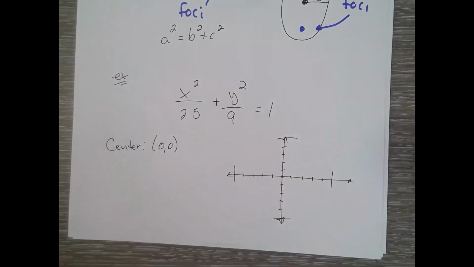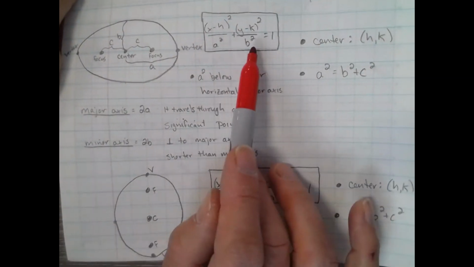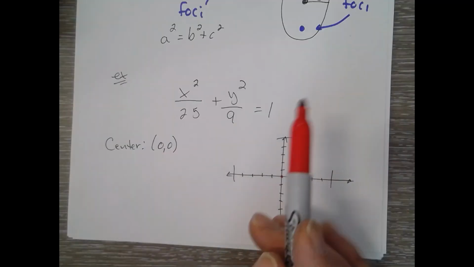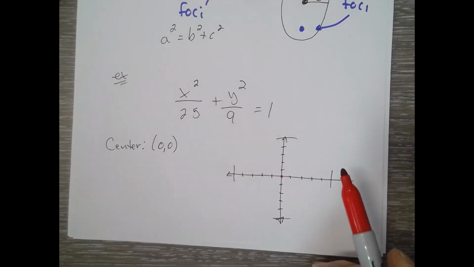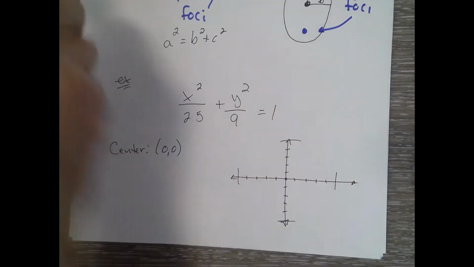What else do we know? A is always bigger than b. It's either a squared on the first one and then b squared, or it's b squared and then a squared. Can anybody tell me what a is in this problem? 25. No, that's what a squared is. 5. It is 5. Very good. Because that's a squared. So a in this problem is 5.